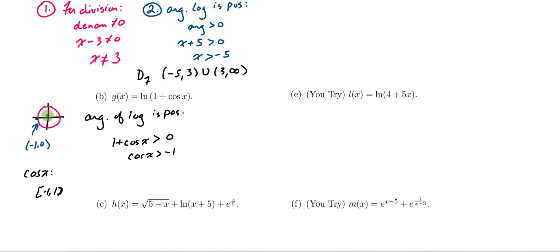So it's all odd multiples of pi. So the domain of this would be the set of x such that x can be any real number, except that x cannot equal an odd multiple of pi. And that's how I write an odd multiple of pi for an integer.